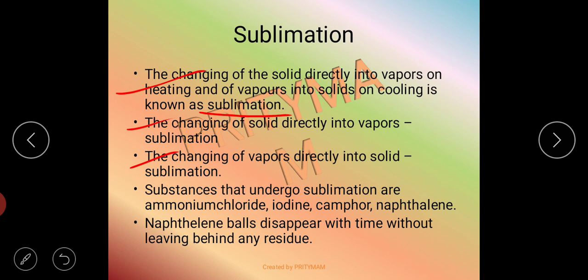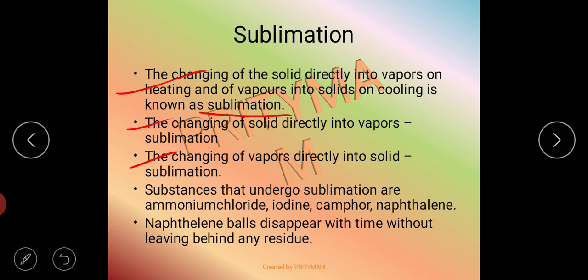The solid substance which undergoes sublimation is called the sublime, and the solid obtained by cooling the vapors of a solid is called the sublimate. I repeat, the solid substance which undergoes sublimation is called the sublime, and the solid obtained by cooling the vapors of the solid is called the sublimate.